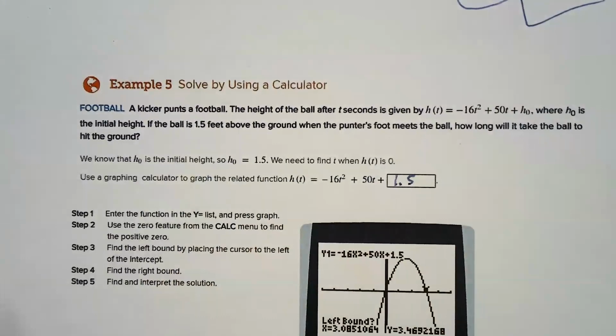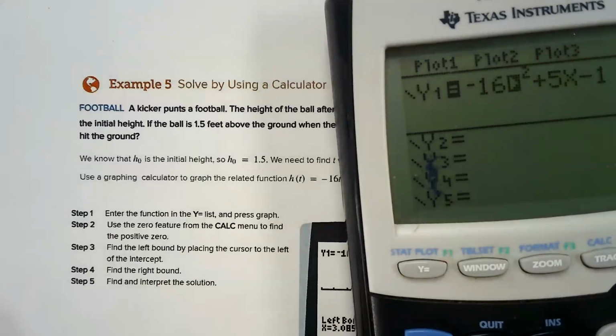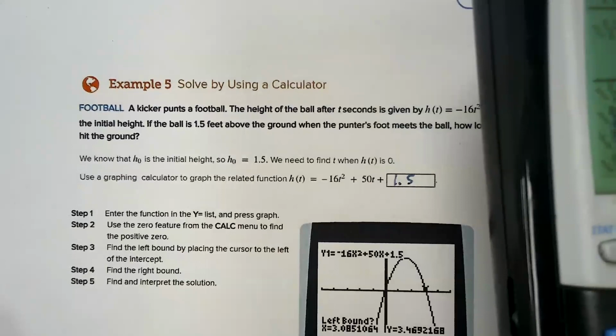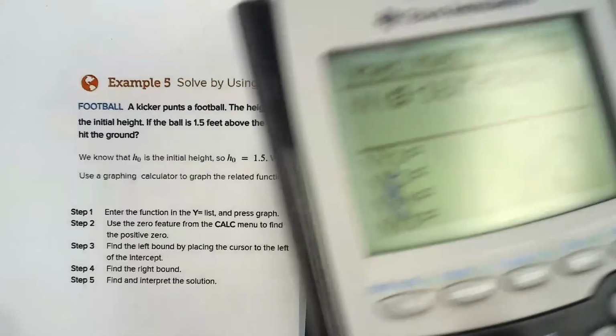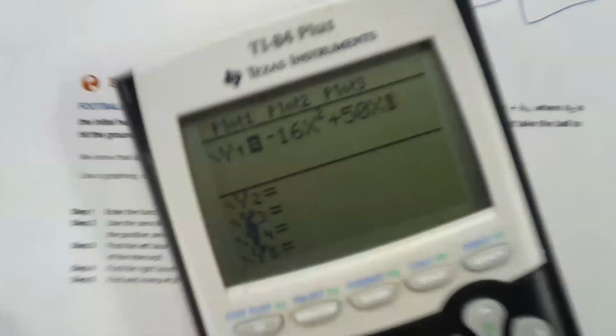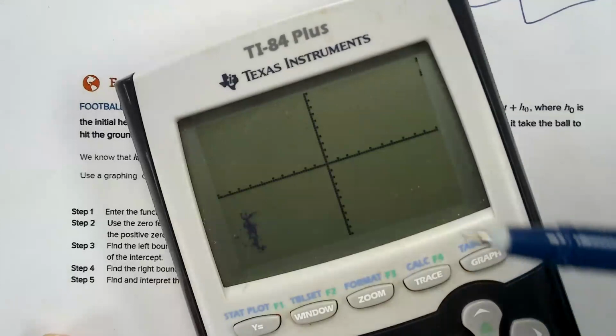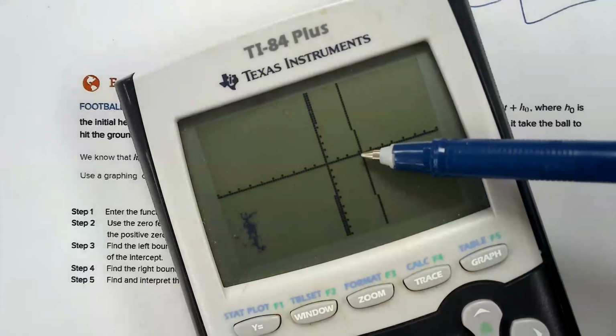I'm going to show you an easier way to solve it this time. We got negative 16 t squared, let's use x, plus 50x, plus 1.5. If I click graph, let's see if we can see. My window's not very good.